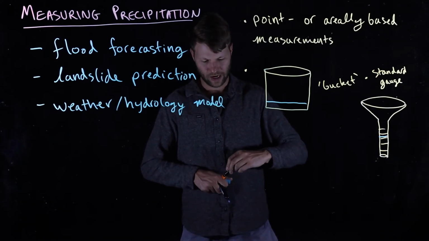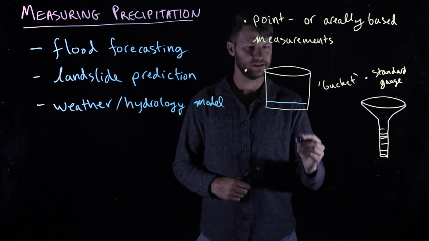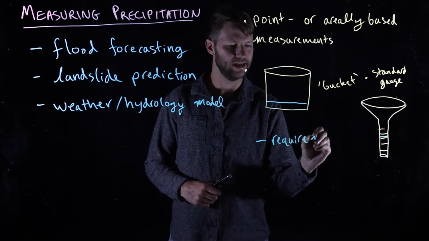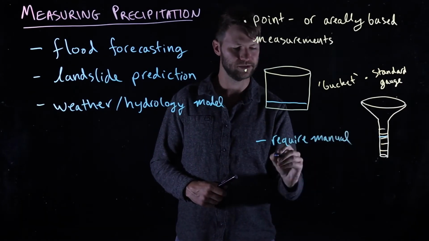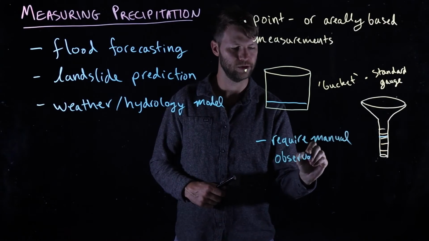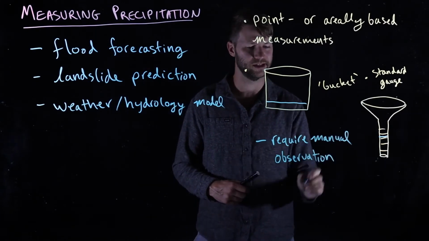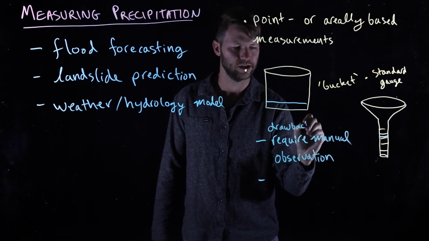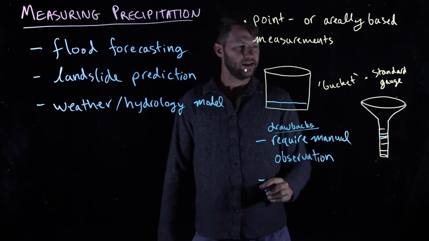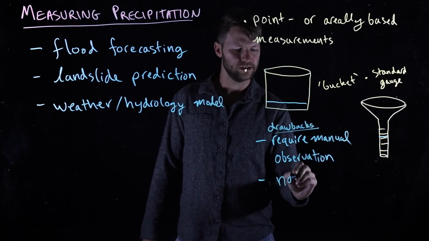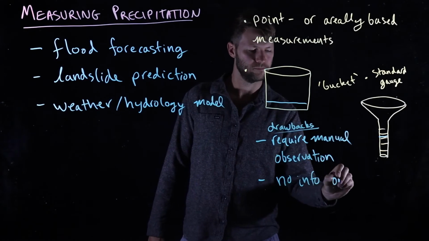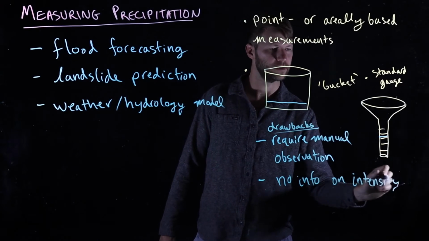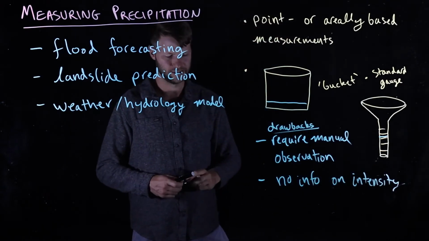One of the drawbacks of these two methods is that they require manual observation. You have to physically go up and measure this whenever you want to get a reading. I'll note that these are drawbacks. And there's no real information on the intensity of rainfall as a function of time within the measurement interval that you're considering here.